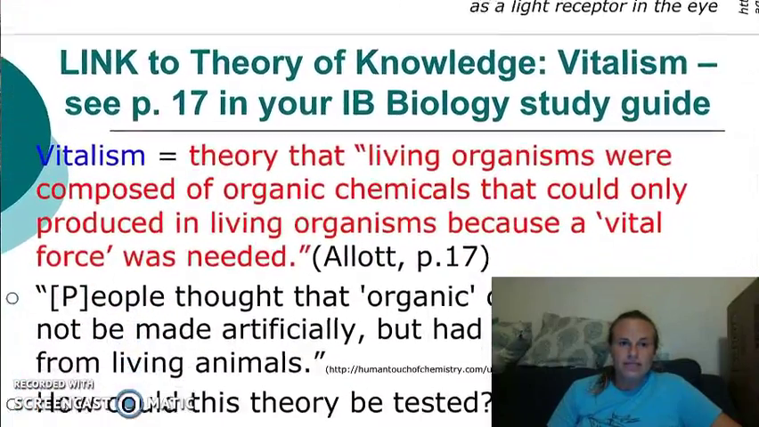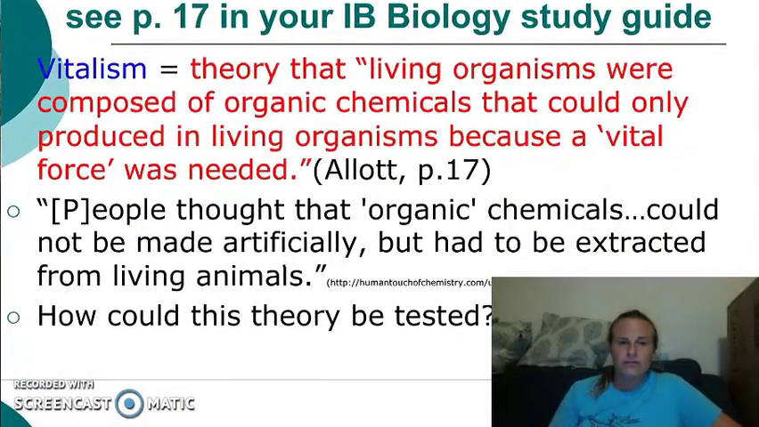Vitalism is this theory that living organisms were composed of organic chemicals that could only be produced in living organisms, because a vital force that was only found in living organisms was needed. So people thought that these organic chemicals couldn't be made in a lab setting, that they couldn't be made artificially, but that you had to extract them from living animals.